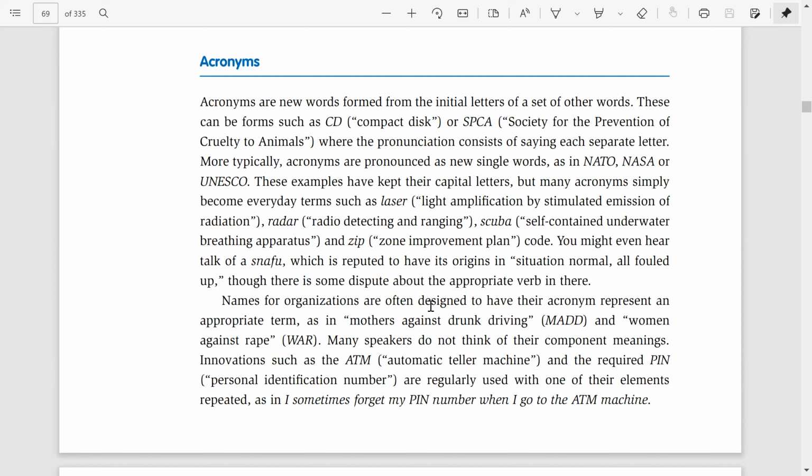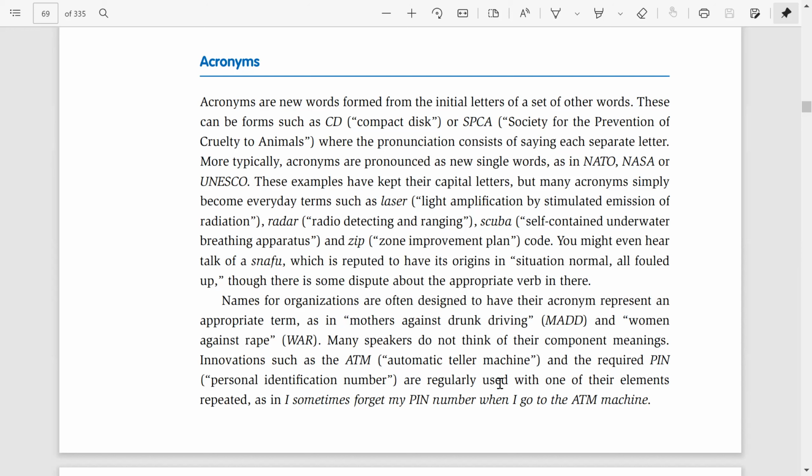Names for organizations are often designed to have their acronym represent an appropriate term, as in Mothers Against Drunk Driving. So some organizations also use acronyms. For example, MAD. MAD stands for Mothers Against Drunk Driving, and WAR stands for Women Against Rape, etc. And ATM also stands for Automatic Teller Machine.